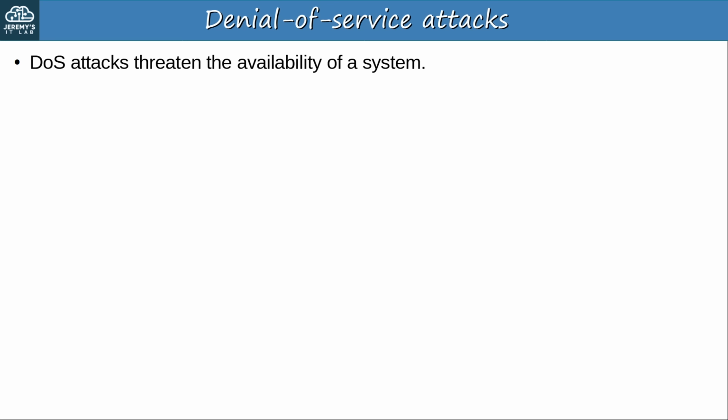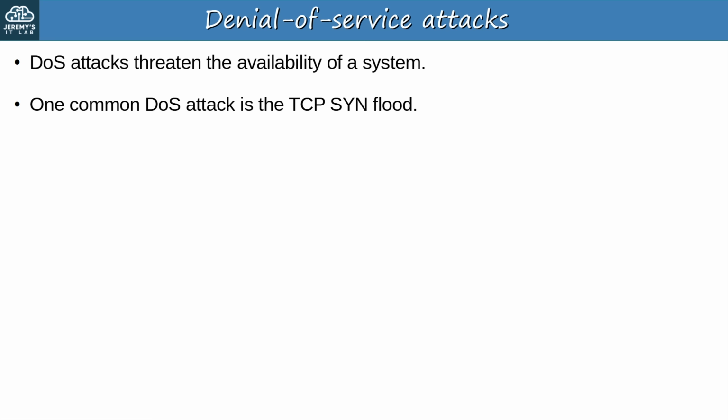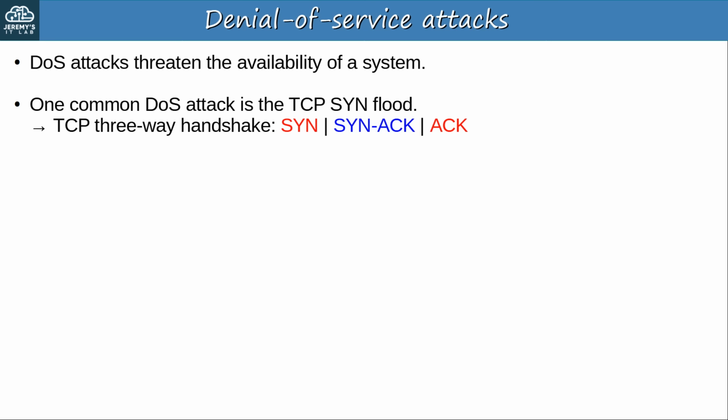The first attack is the denial of service, DOS attack. DOS attacks threaten the availability of a system, the A of the CIA Triad. There are many kinds, and I'll show a few of them, but one common DOS attack is the TCP SYN flood, which exploits the TCP three-way handshake. As you know, the TCP three-way handshake is SYN, SYN-ACK, and ACK.